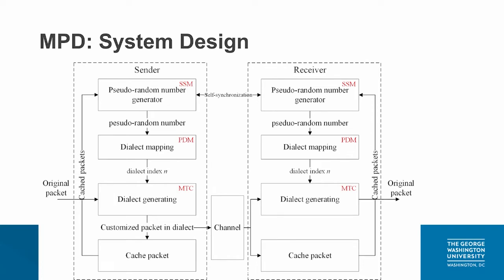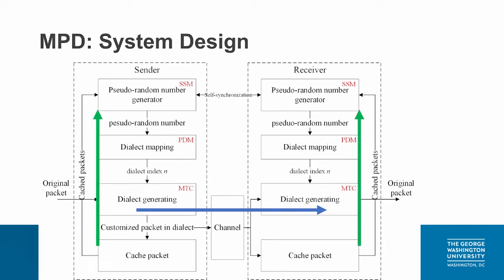So the figure here tells us the relation between all these modules. We have a sender, a receiver, and a communication channel. Follow the blue arrow: the original packet will be passed into the MTC module in the sender, and the dialect generating function will apply a dialect to this original packet. And this customized packet will be sent through the channel to the receiver, and the receiver will use the inverse function in the MTC module to recover the original data.